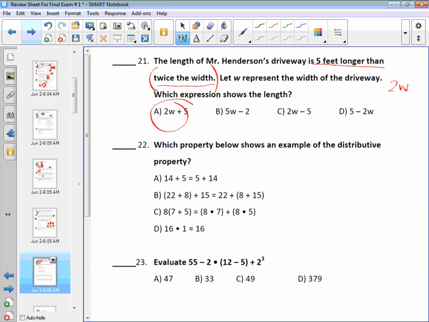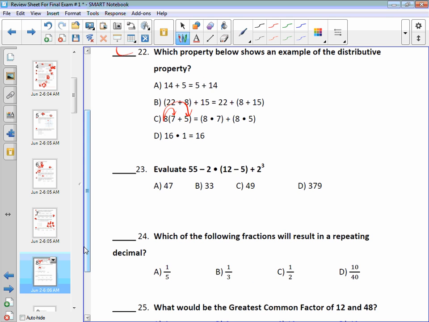All right. Number 22, you just kind of got to know it. Distributive property is when you take the number outside the parentheses and multiply it by each number inside. So that becomes 8 times 7 plus 8 times 5. C is the answer for that one. And 23 is tricky. It's PEMDAS. Let me see how you did with that. Curious about that one too.